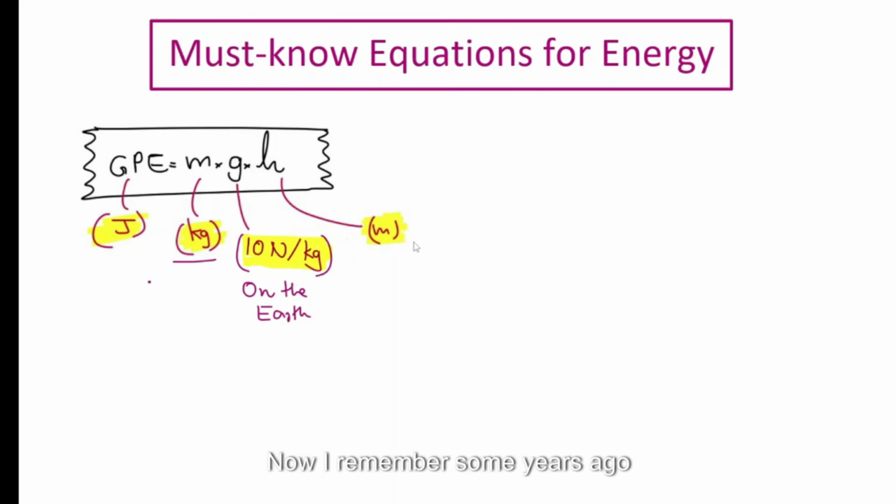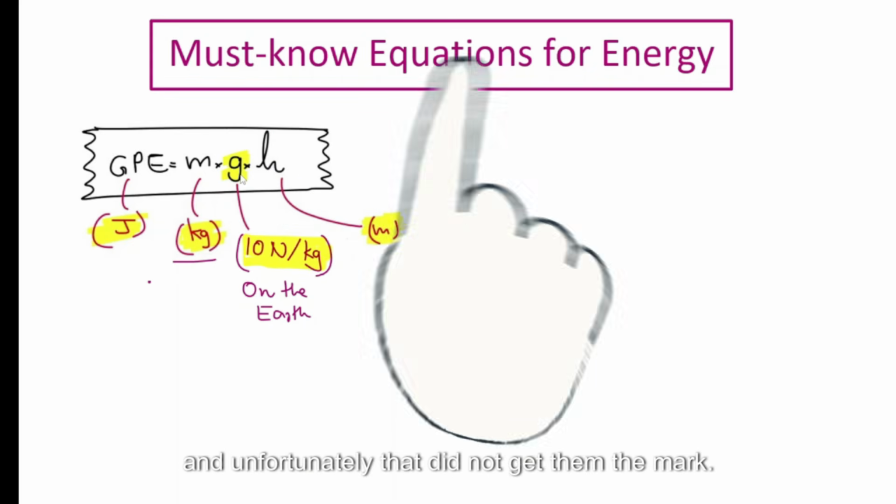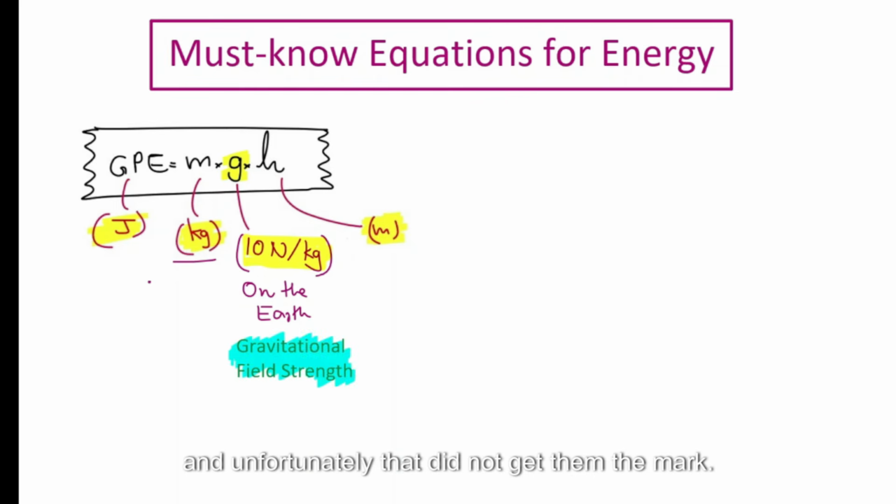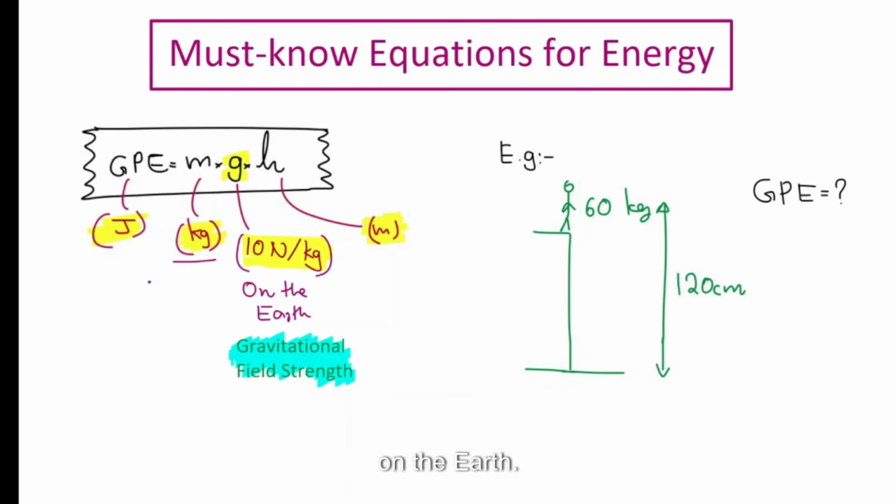Now, I remember some years ago, and I think probably 2015 or 16, one of the questions for 1 mark was, what does this lowercase g stand for? And you know what many students said? They said gravity. And unfortunately, that did not get them the mark. So please remember, this g here is gravitational field strength, which is always 10 newtons per kilogram on the Earth.